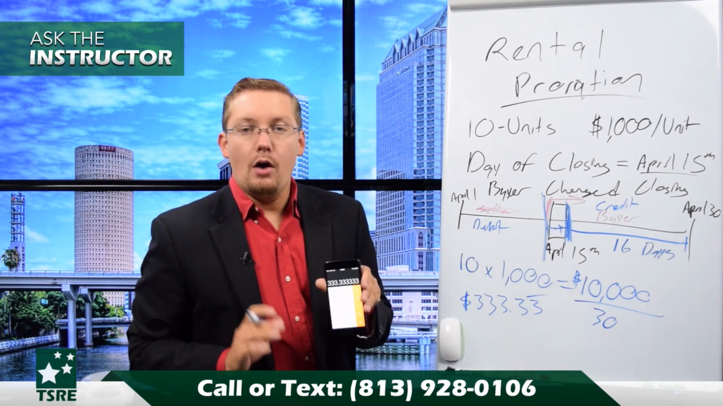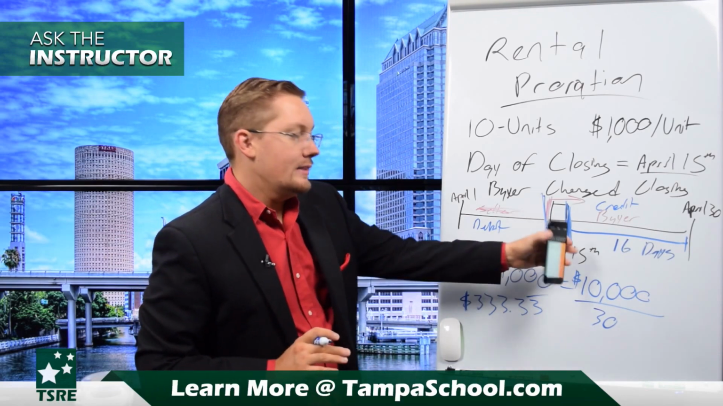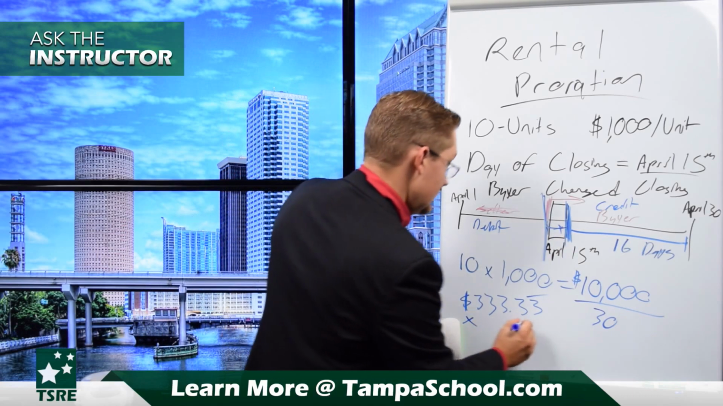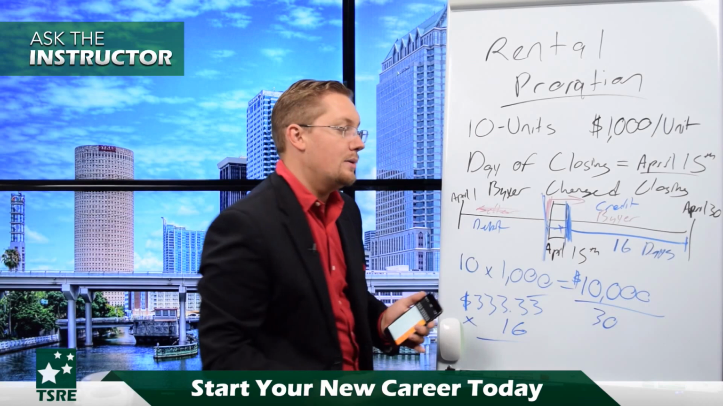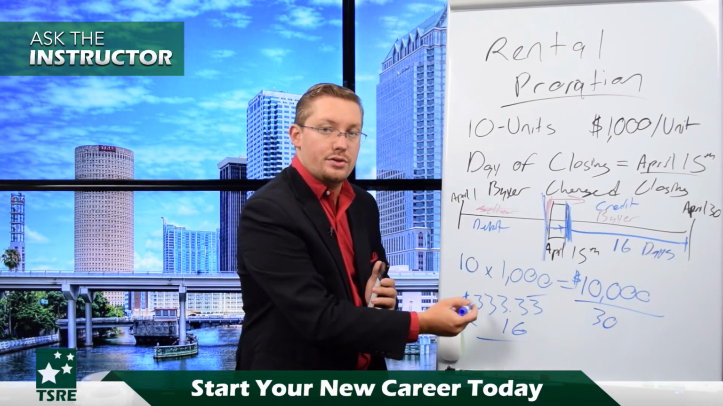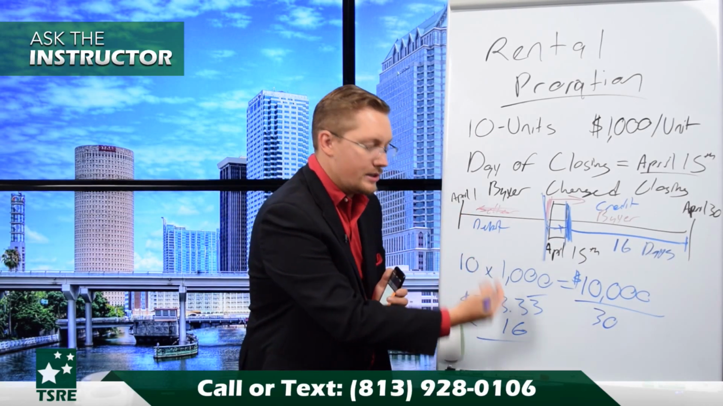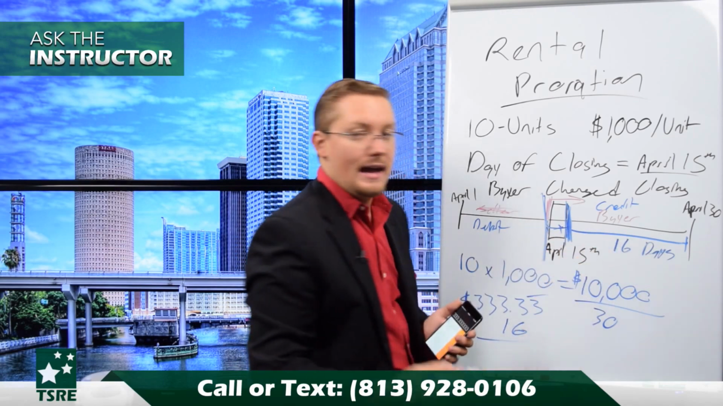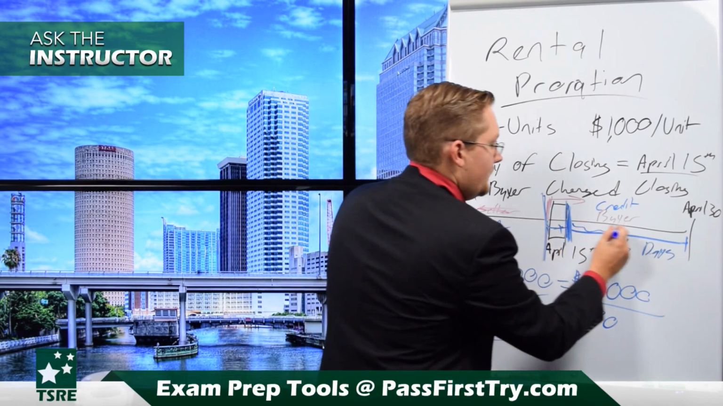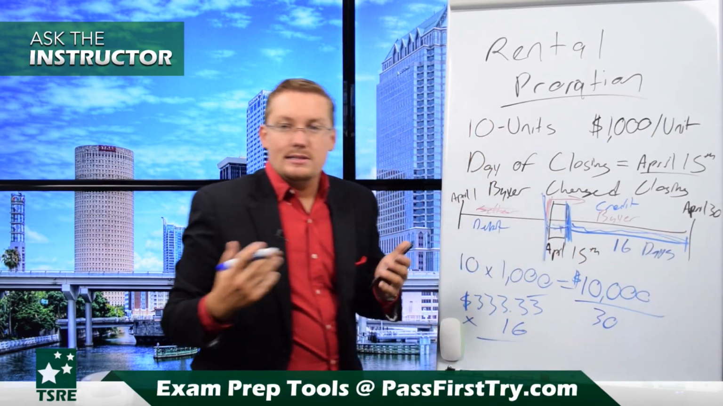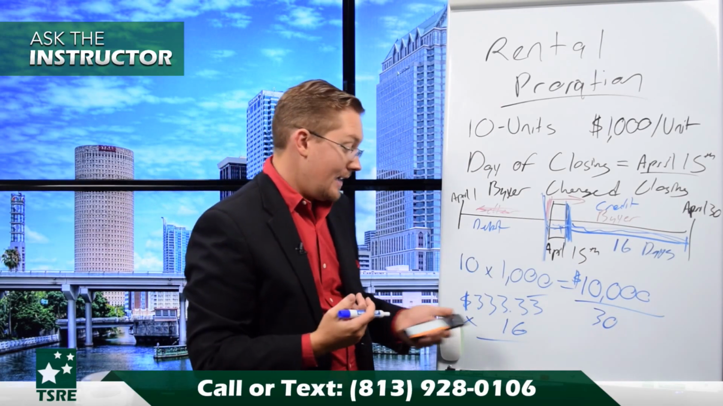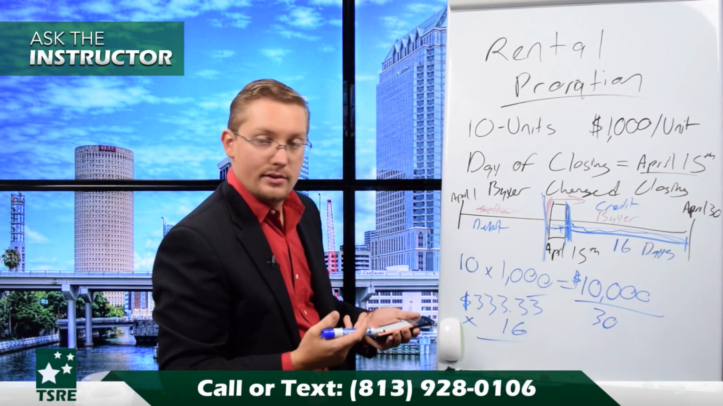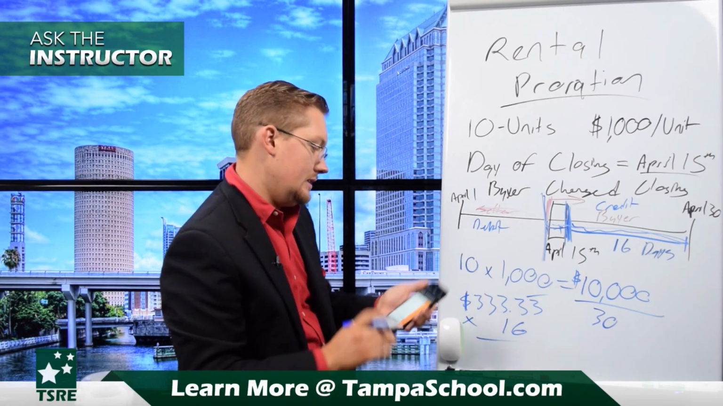Now, you don't want to just round it off to 33 right then and there. My recommendation is to always leave this number in your calculator and then just hit times 16. You're going to plug that in and multiply, because every day in the month is worth $333.33, and we're trying to factor out 16 days to figure out how much rent the buyer's entitled to. It's going to end up being a little bit more than half. It should be about 5,333 because we've got half plus an extra day in here.